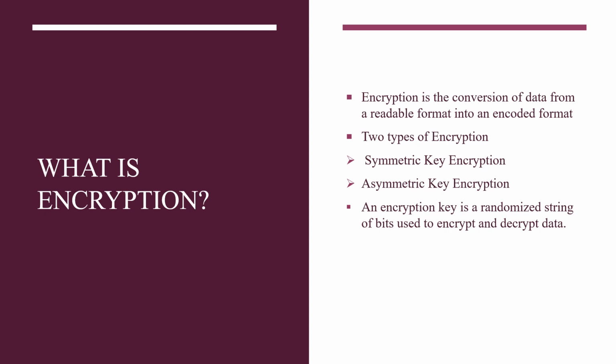What is encryption? Encryption is the process of encoding a message or information in a way that only authorized persons can access it. We have two types of encryption: symmetric key encryption and asymmetric key encryption. Symmetric key encryption is a form of crypto system in which encryption and decryption are performed using the same key, whereas asymmetric key encryption is a form of crypto system in which encryption and decryption are done using two different keys.